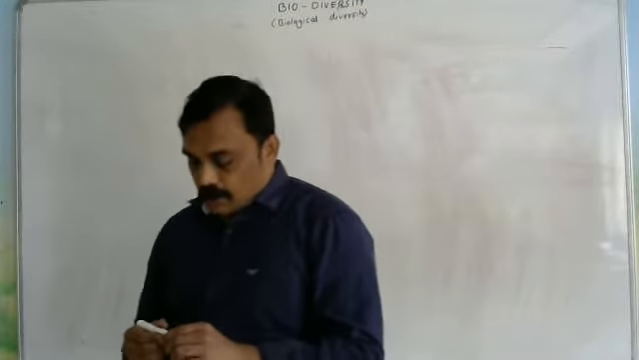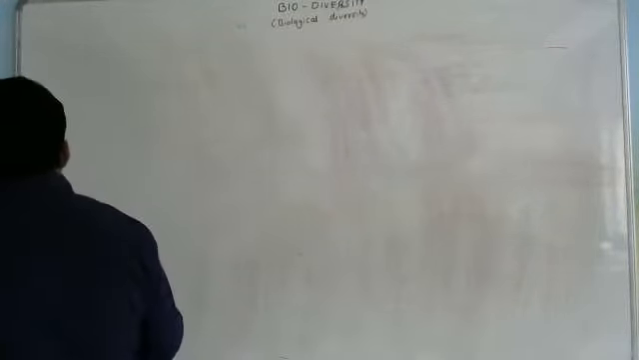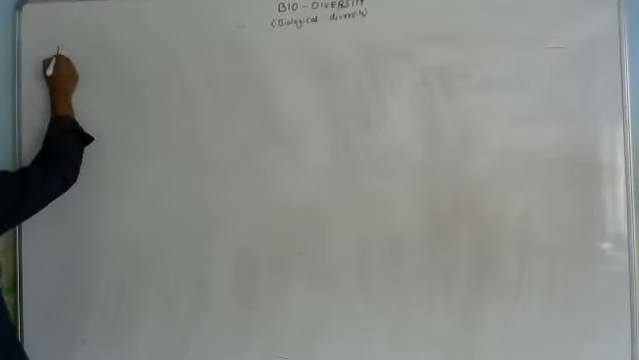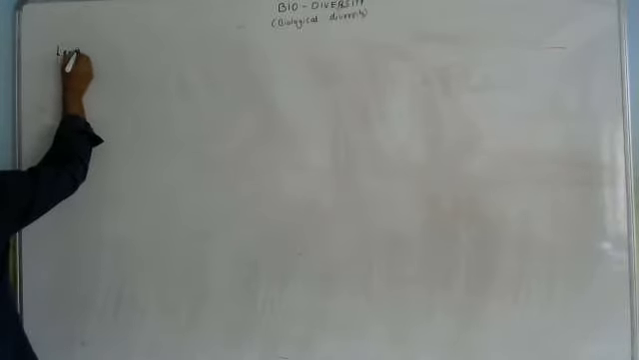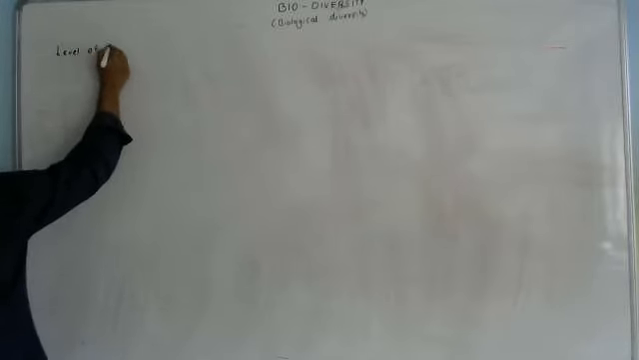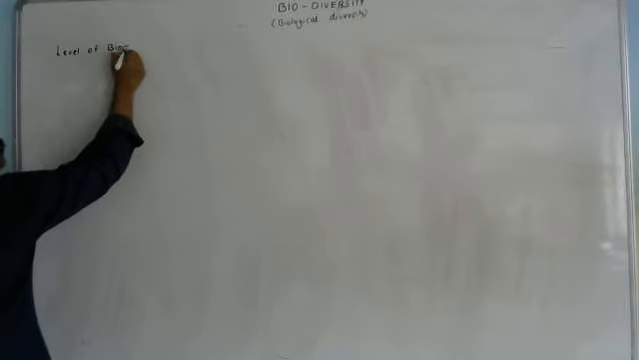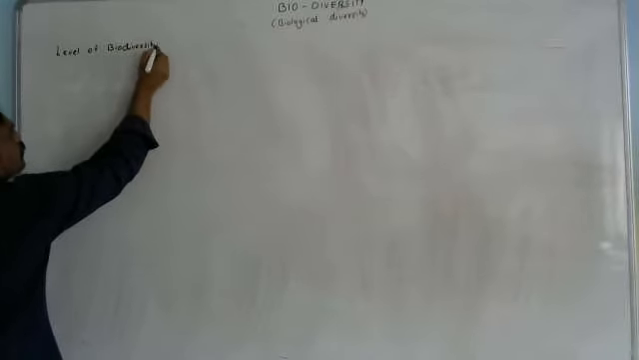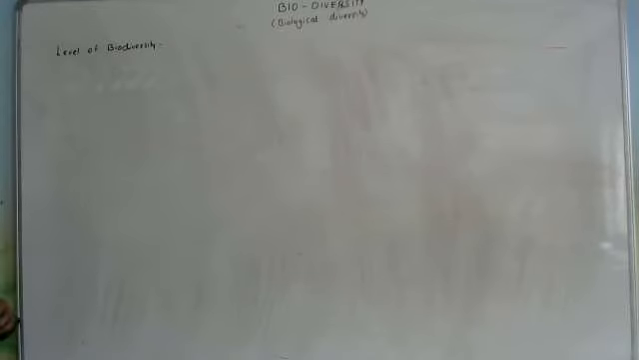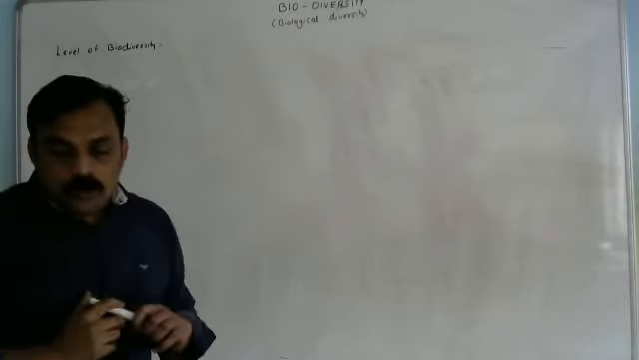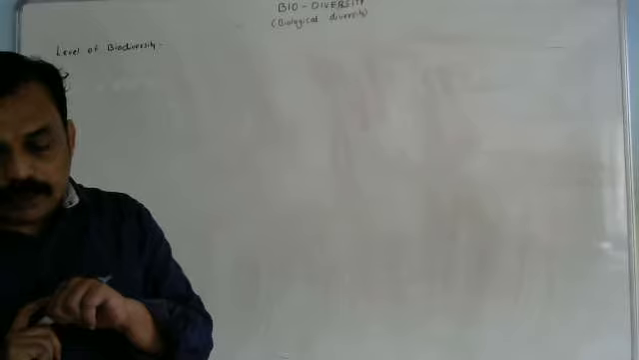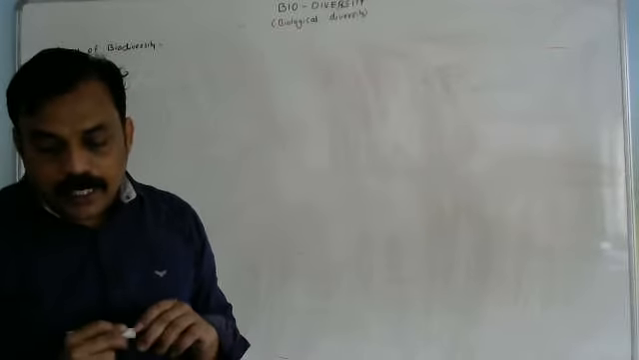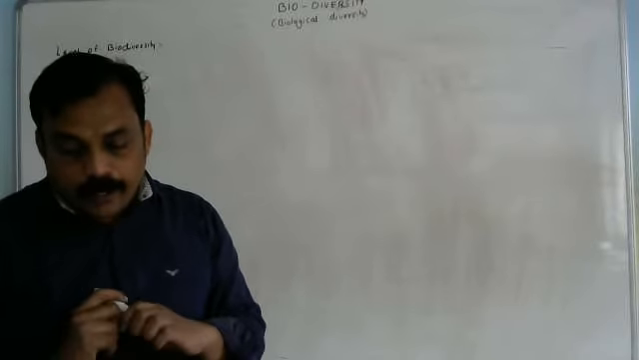Now we are going to discuss levels of biodiversity. How many levels are there in biodiversity? Already I have given the definition of biodiversity and the magnitude of biodiversity. Now, levels of biodiversity. Biodiversity can be described.